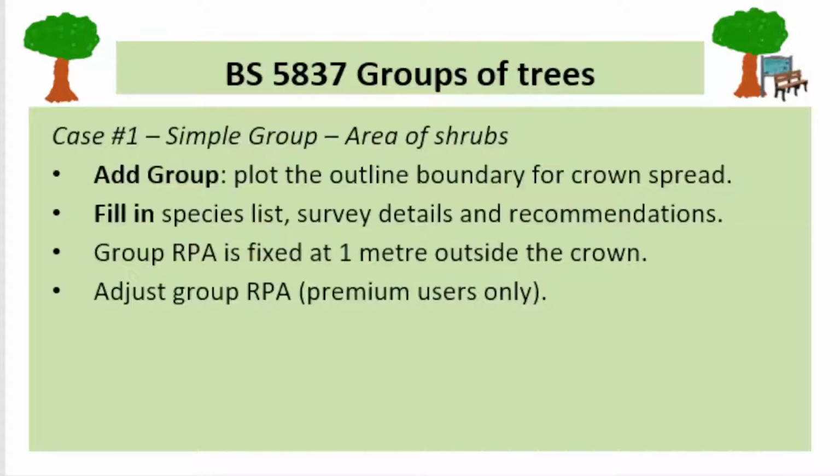For a simple group, we select the Add Group tool and plot the outline of the crown. Then fill in the details on the survey form. And finally, we'll have a look at the RPA. I will show you now on the Maps page on the website, but it is very similar when you're using the survey app on your phone or your tablet.